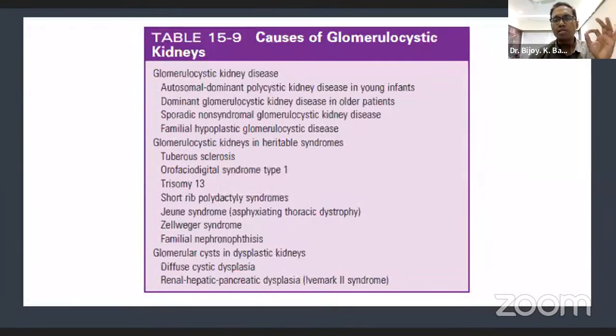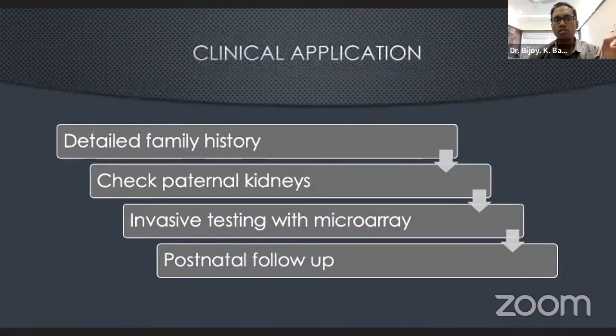Because if you have a glomerular cystic kidney disease, you can have anything from genetic syndromes to trisomy 13, to follicular hypoplastic glomerular cystic disease, and so on. So when you find a kidney that looks like this, a detailed family history and pedigree analysis is very important. We have to look at the parental kidneys, and we have to definitely go for amniotic fluid invasive testing, do a microarray and store the DNA for further investigation, and also put these fetuses on postnatal follow-up as well.